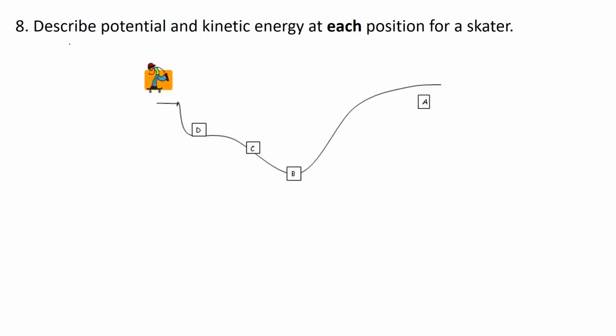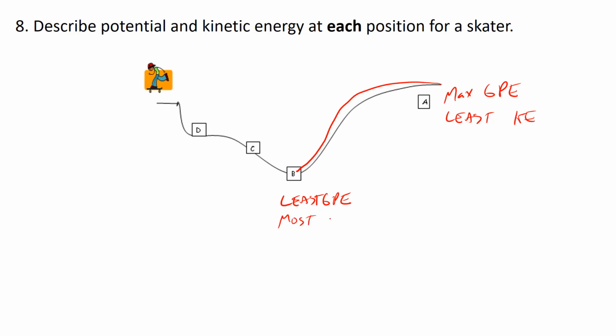Okay, next one. Describe potential energy and kinetic energy at each position for the skater. This was going to be the maximum potential energy, max PE. Let's say gravitational potential energy. And it's going to be the least kinetic energy because it's stored. Then we go from here all the way down there, and this is where we're going to have the least GPE because we're closest to the ground, and we have the most kinetic energy. But then he would start to lose it as he's going back up. What's happening on the way up?